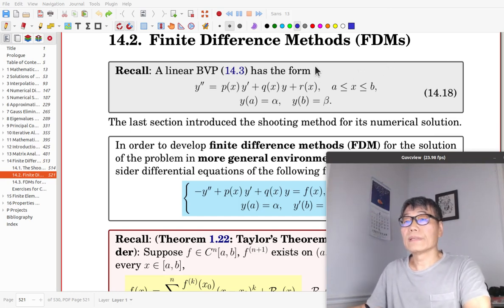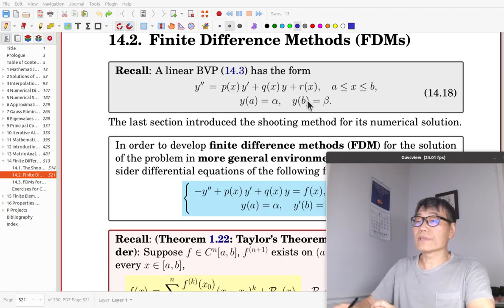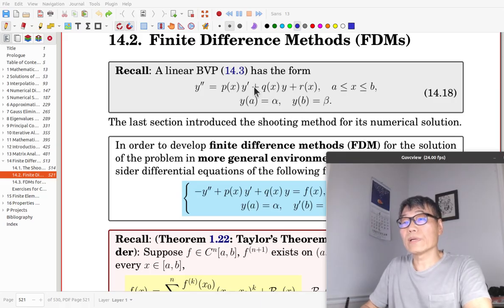In this section, we'll study finite difference methods, FDMs. The last section introduced the shooting method for the numerical solution of the linear boundary value problems of this form. This is a second-order differential equation with function values given at edge points in the beginning, and at the end, the function values are given.